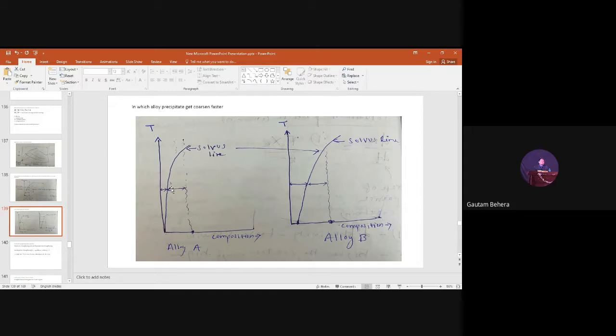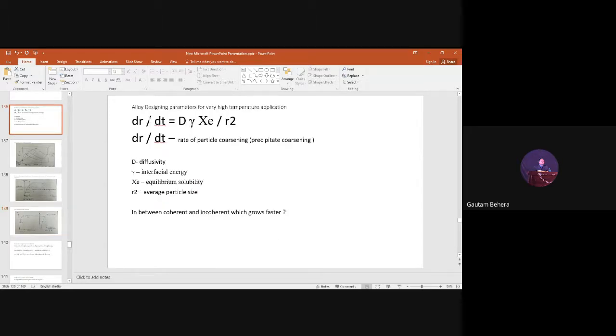Again, this is solvus line. This is the temperature axis. This is the composition axis. So this is the single phase region, this is the single phase region. This is the two phase region, this is the two phase region. Just look at this equation.